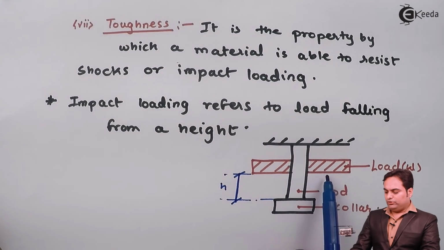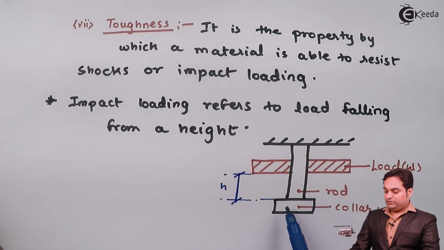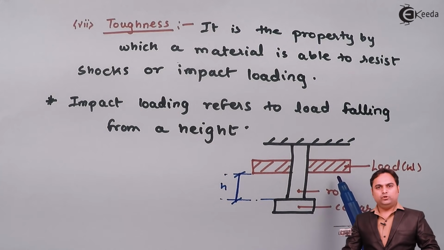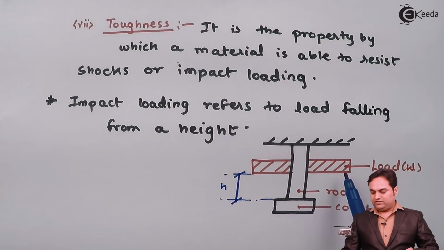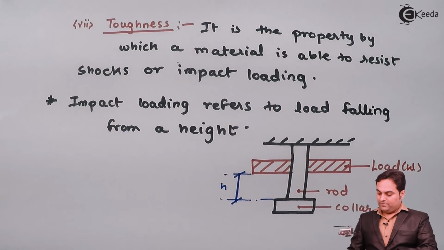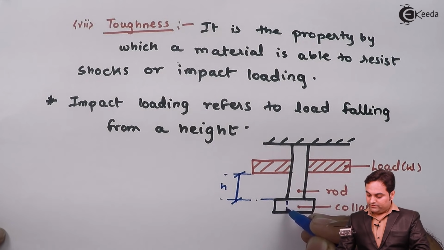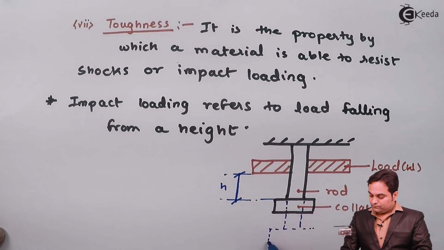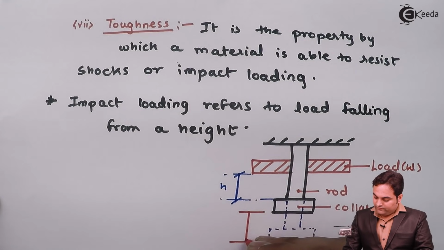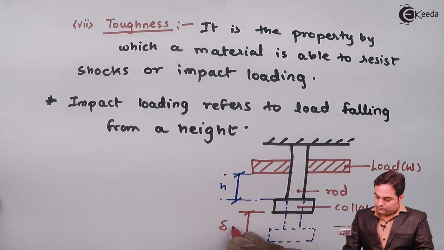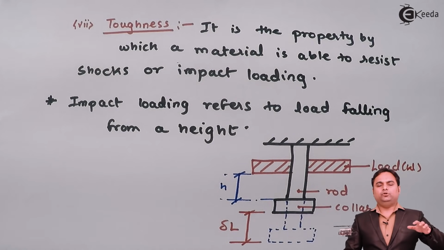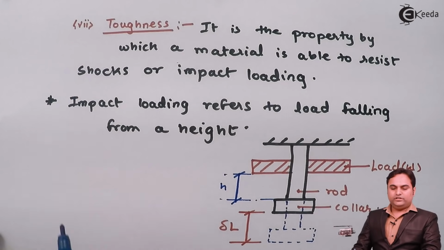Like for example, if this load is falling through this height h, then this collar should not deform much. By toughness we mean that on the application of this load, this collar should be able to resist this load. It should not go, or it should not deflect suddenly. The deflection should be minimum. If I can draw the diagram, that after deflection it will look something like this. So this much is the amount of deflection, which is delta L. So a material which is able to resist impact load means if a load is falling from a height, then that is called as toughness.